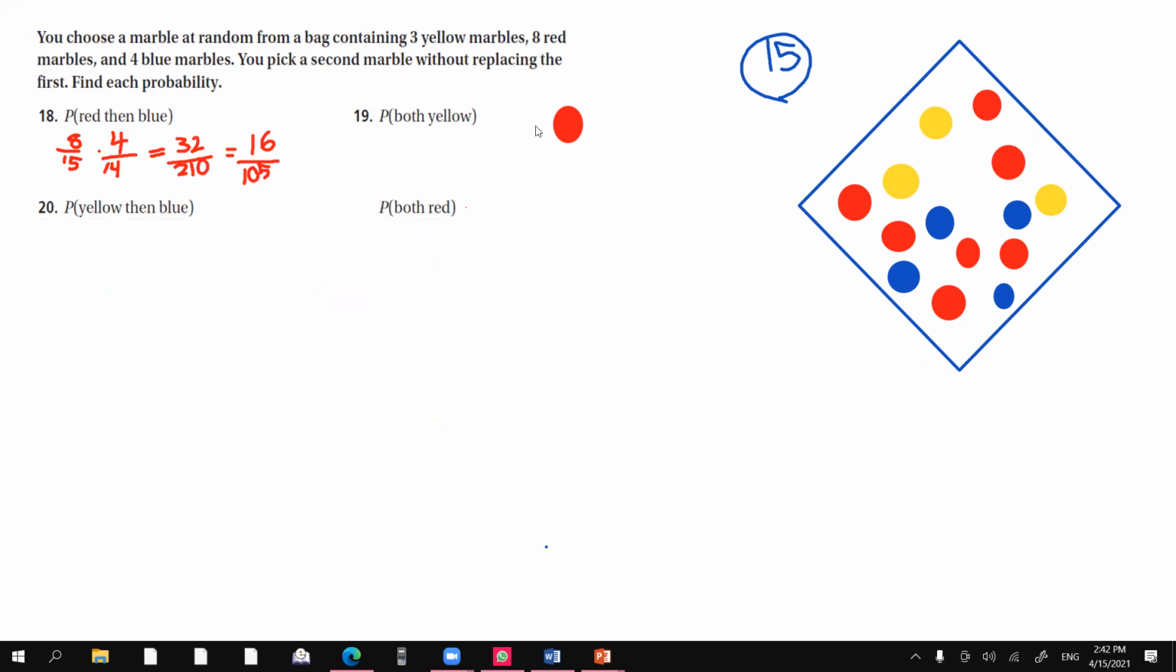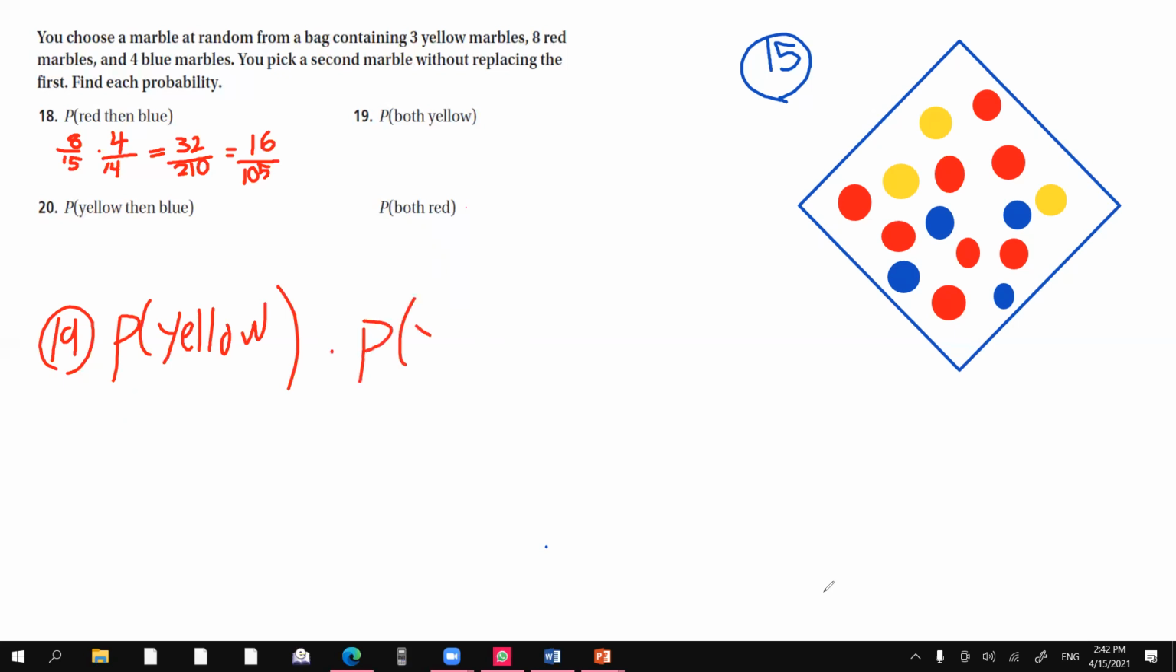Now, the second one, number 19. Both of them are yellow. So both of them are yellow. It means I have yellow to multiply the probability of getting the second yellow after the first yellow.